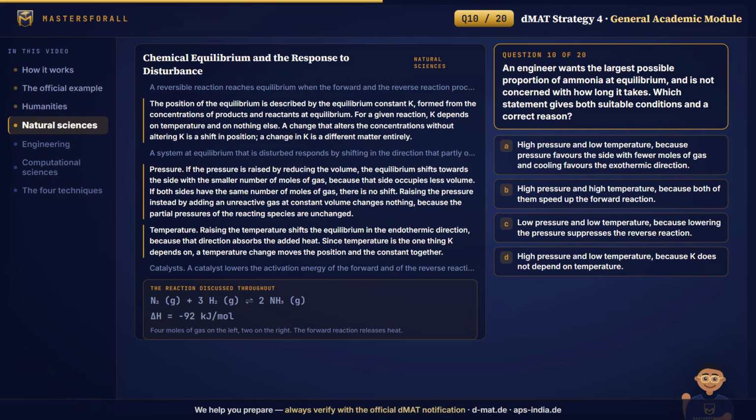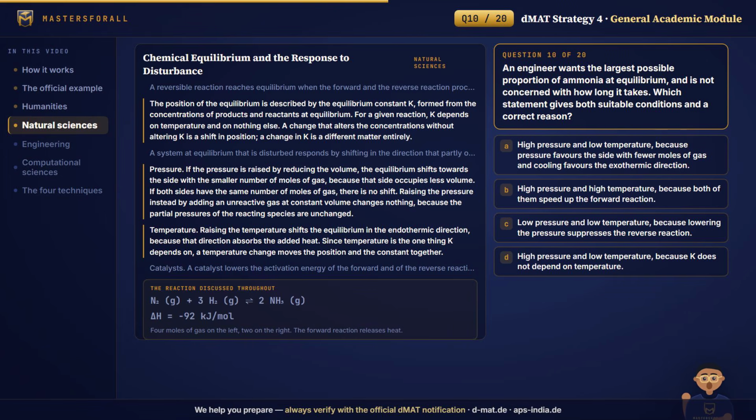Question 5, and this one has a sting in it. An engineer wants the largest possible proportion of ammonia at equilibrium and does not care how long it takes. Which statement gives both suitable conditions and a correct reason? Read all four. Conditions and reasons are both in play.